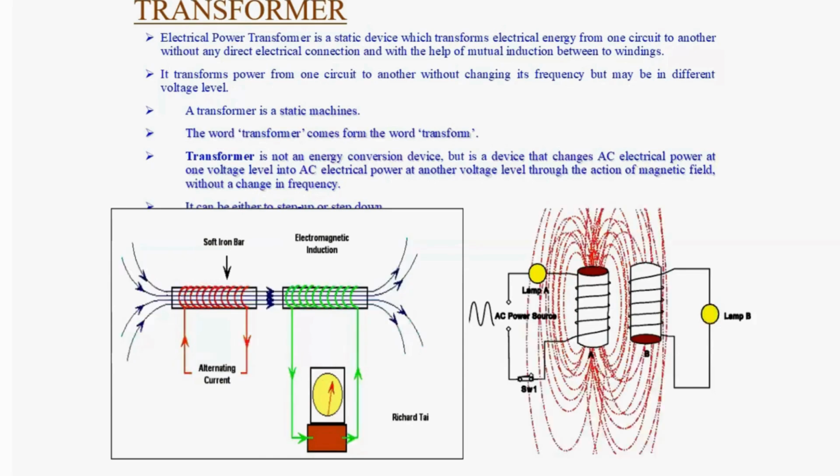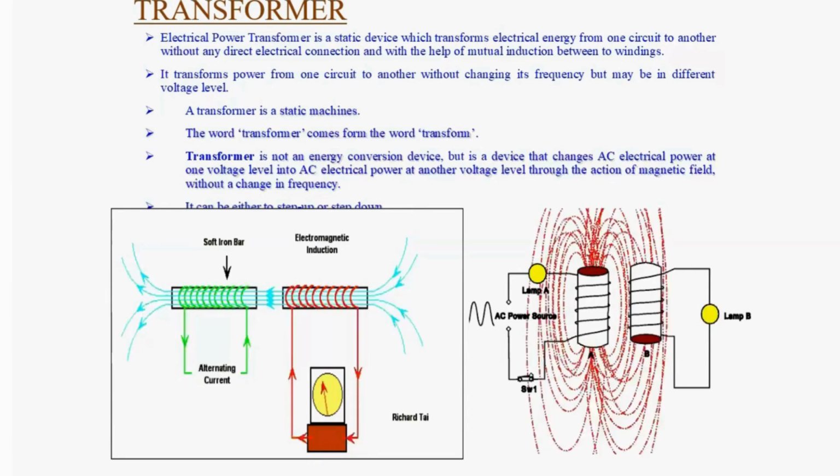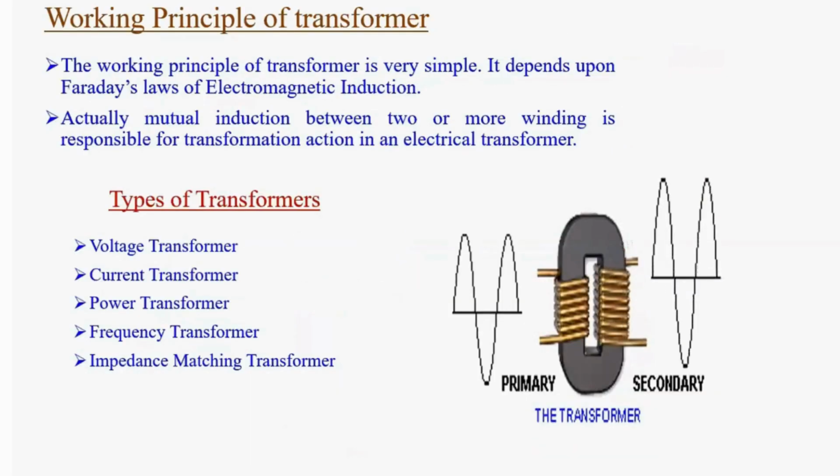That means when you give AC on the primary side, on the secondary side you will get AC only, no DC. Please remember, AC on primary, AC on secondary. So it is very important to know that it will work only on AC. Now, there are different types of transformers. This is the working principle of a transformer.